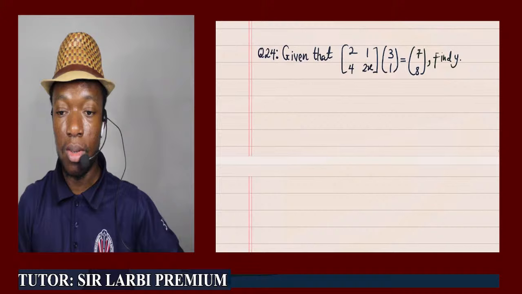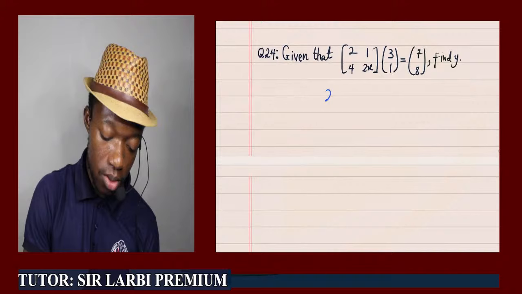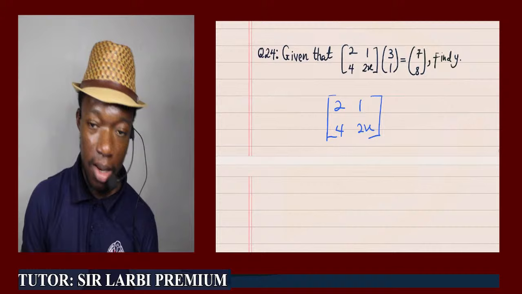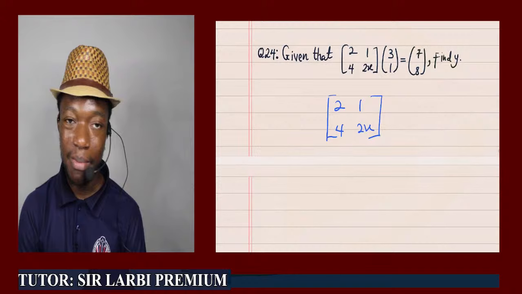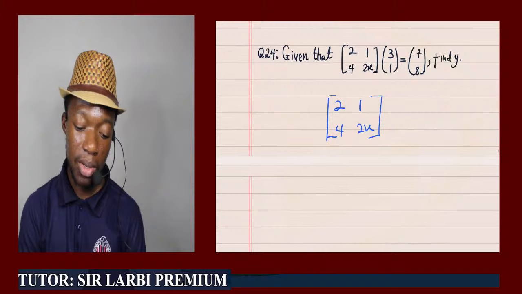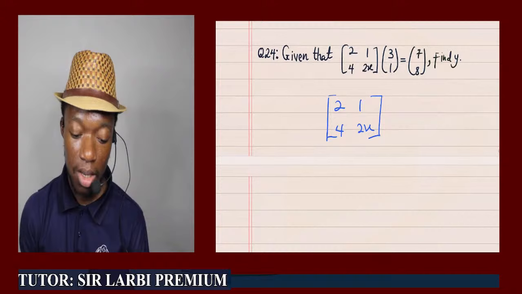So here we have 2, 1, 4 and then 2x. Remember, the numbers within the matrix, or within the rectangular array, are called what? Entries or elements. Most times in MCQ type you may see some definitions in there. The numbers within the rectangular array are called elements or entries generally. So if you don't see entries, you see elements.